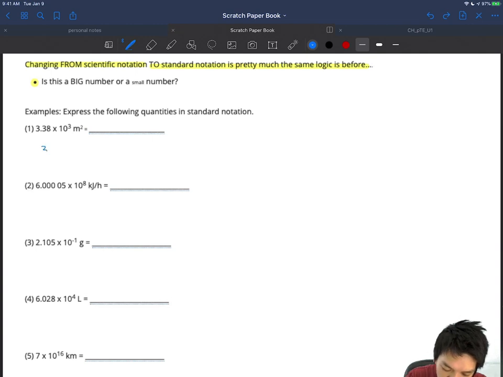So that means that from our original number, our coefficient, this is what it's called, we're going to be moving the decimal place in the right direction to make this number bigger. So we're going to move it 3 times to the right. 1, 2, 3. Here's a new decimal place. And that means that since I have an empty little spot right here, I'm going to put a space-filling 0 right there. So it's going to be 3,380, and that's going to be the standard notation.